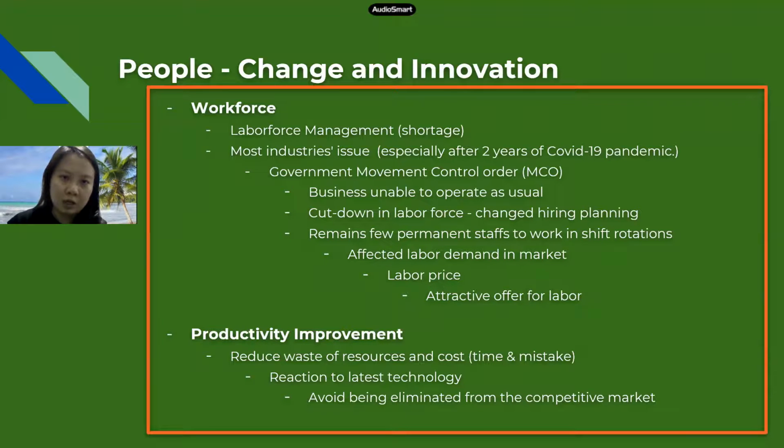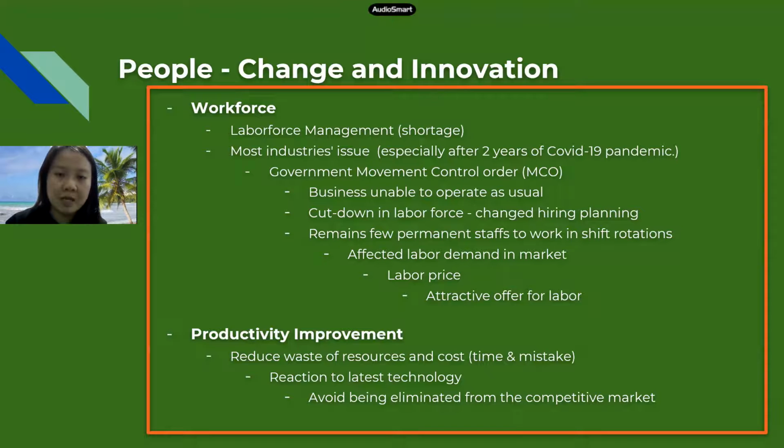So, change and innovation for people. What elements need change and innovation? The first element will be workforce. I can give you an example, like during the MCO, the COVID-19 pandemic time. In the workforce, since the government announced the MCO, most companies were unable to operate as usual.